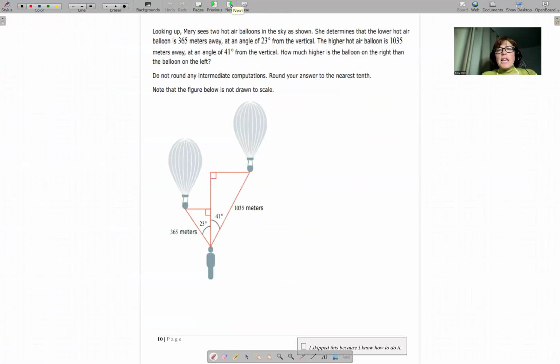Last one. Taking a look here, let's color code everything. Mary sees two hot air balloons in the sky show. She determines that the lower balloon is 365 miles away at an angle of 23 degrees to the vertical. So when it says to the vertical, it means to an imaginary vertical line. That's what from the vertical is.